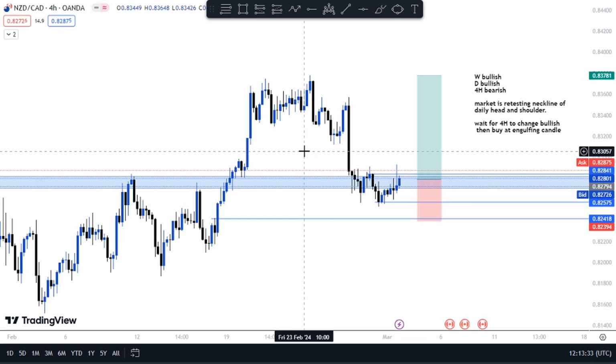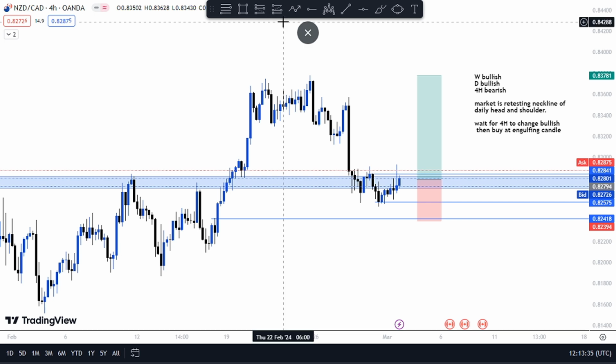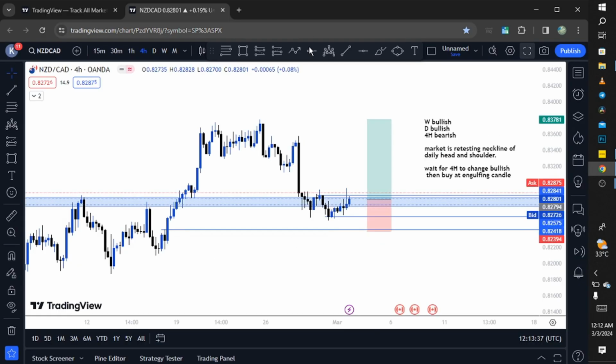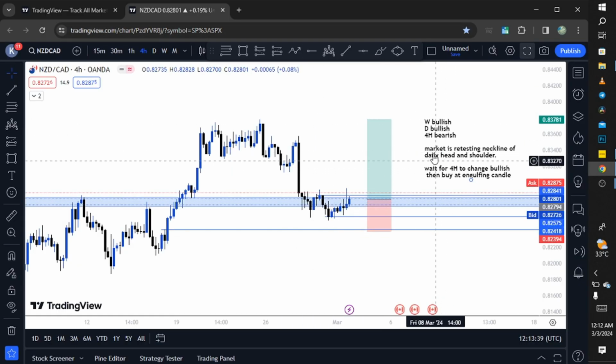So let's go to the weekly time frame so that we see what is happening. As you can see, I've already done the analysis, but I just want to take you step by step on how I've been able to do this analysis so that you will also be able to do it on your own. So without much said, let's go to the weekly time frame.